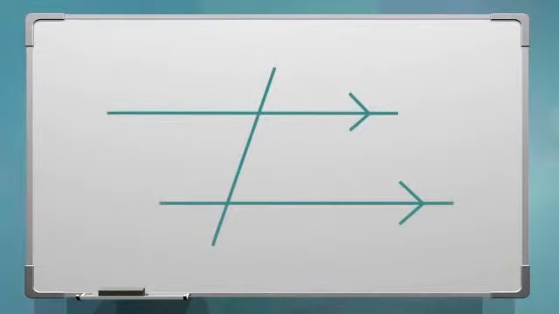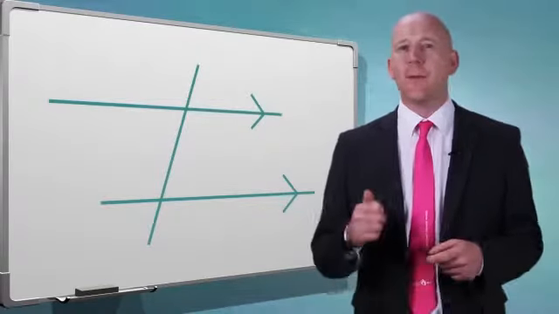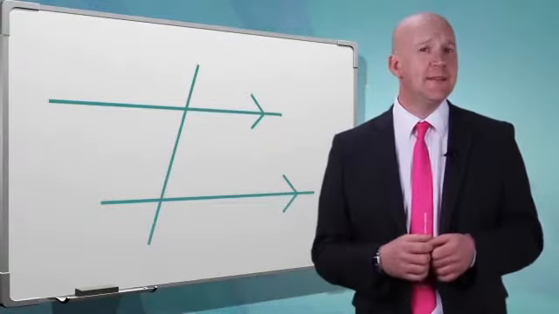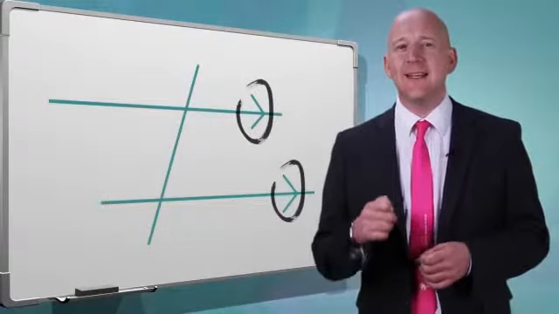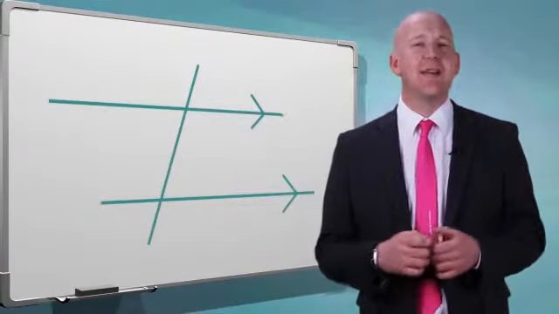Now let's have a look at this diagram here. There are two parallel lines with another line that goes through them. How do I know they are proper parallel lines and not just faking? Well, look for these handy little arrows on them. This means that they are proper, legit parallel lines.